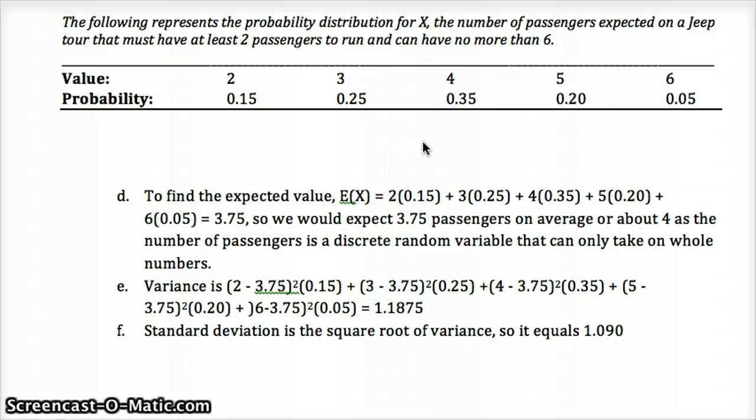It's a discrete variable, right? So 3.75 isn't the best answer to go with. We can't have 3/4 of a person. For the variance, we'd use that average, the expected value, 2 minus 3.75 squared times the probability of 0.15. 3 minus the expected value squared times 0.25, and so on. That's the variance there, and then we take the square root of that to find the standard deviation.